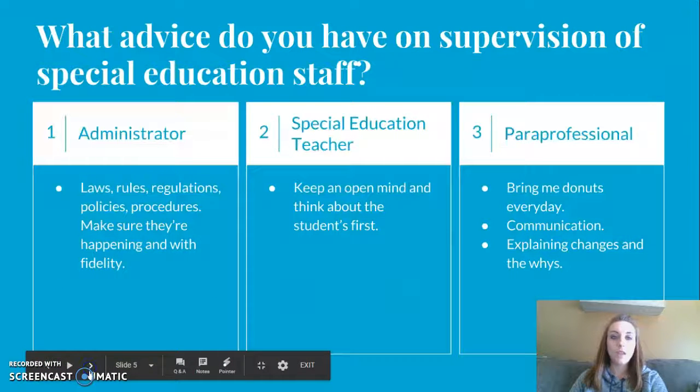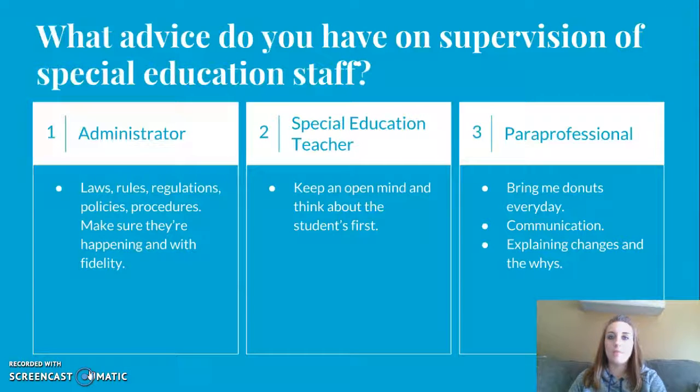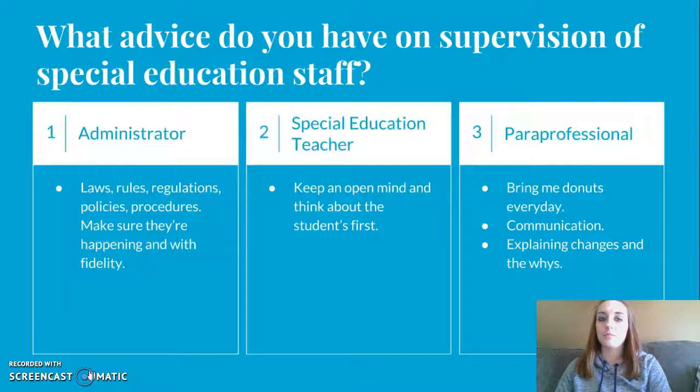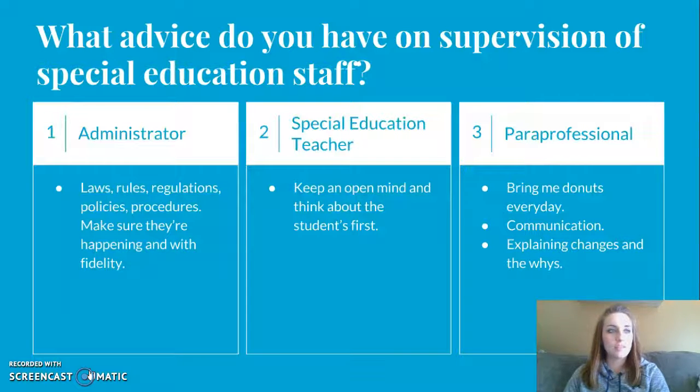What advice do you have on supervision of SPED staff? The administrator, he told me, again, laws, rules, regulations, policies, and procedures. Just make sure that those are happening and make sure that they're being followed through with and carried out with fidelity. The special ed teacher said, keep an open mind, always put the students first. I absolutely loved that. It's so important to always have those students first.